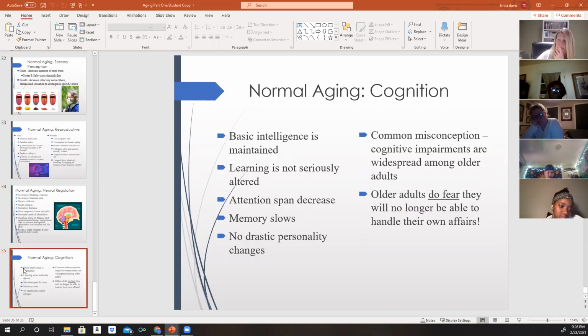I must be an older adult because I definitely like to go to sleep at 8 and I'm always up by 5. Yep, and you'll probably always stay that way. Yep.